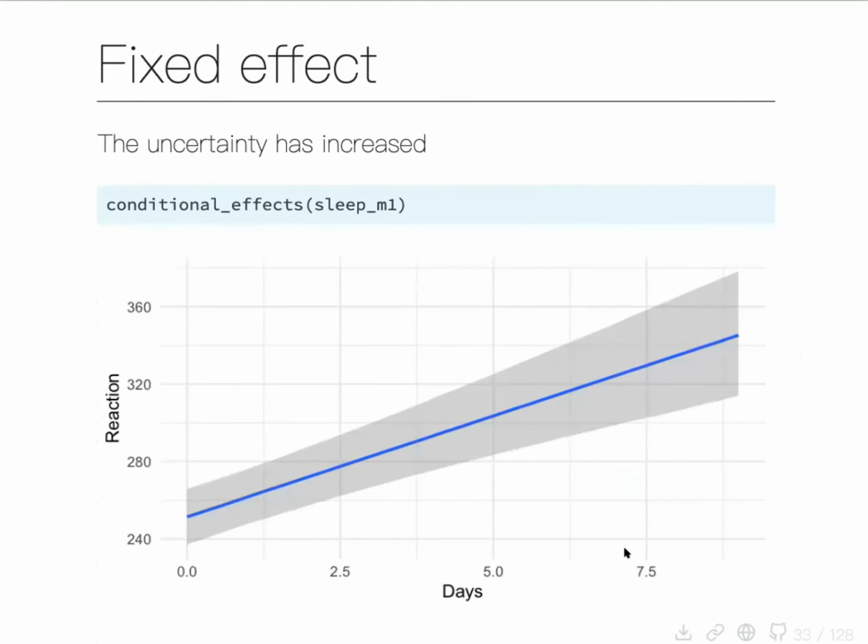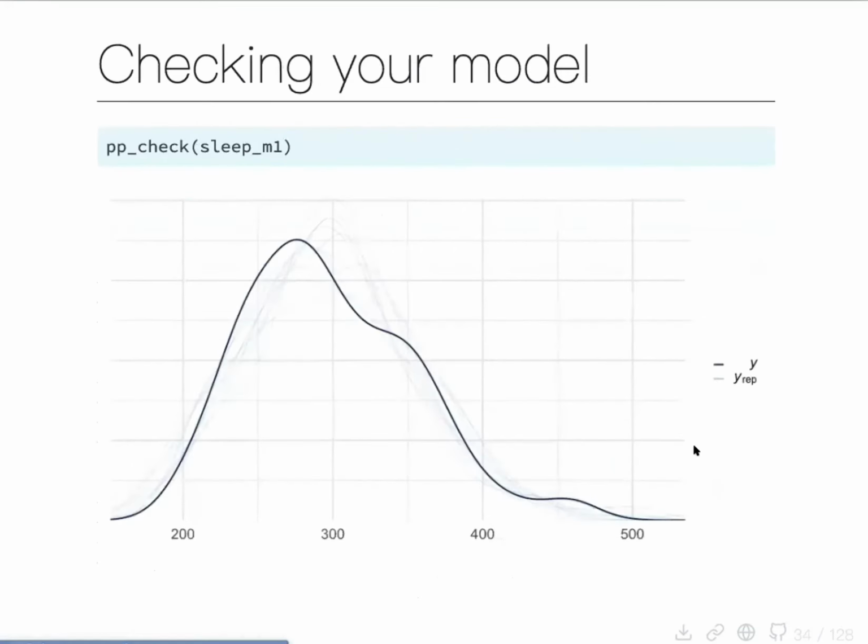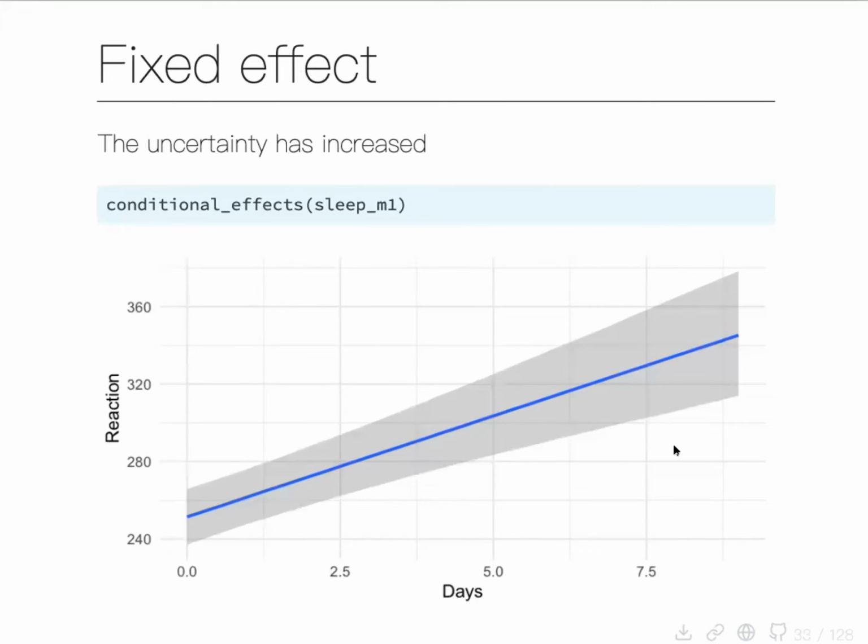All right, we can look at the fixed effect again. And you can see the uncertainty is increased. That's what we would expect because we have now accounted for this between subject variation. So basically, before we were overconfident in that effect, whereas now we're accounting for this better.